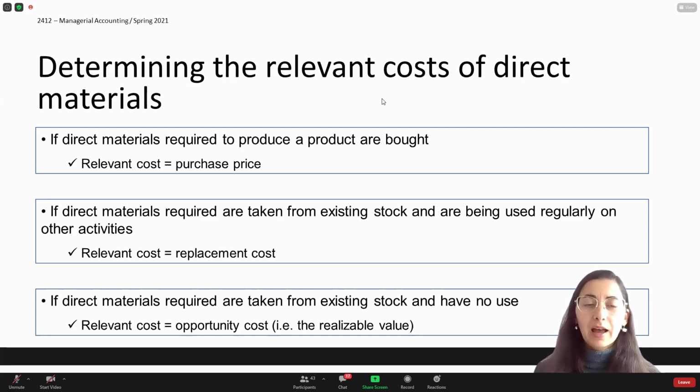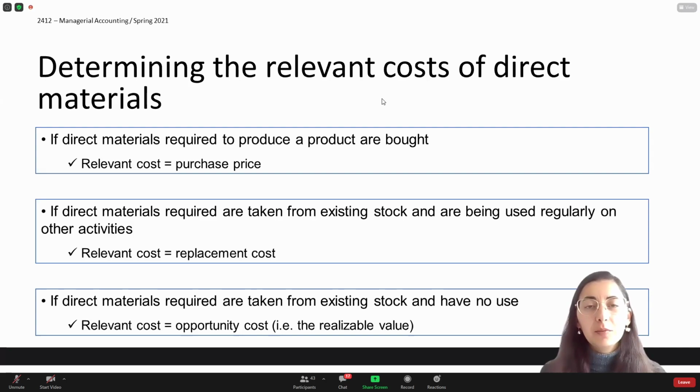If we have the material in stock, but it is being used in other products or other activities, then the relevant cost of the material will be the replacement cost. Because if I use it, I have to replace the stock so that I can still use it in other activities. Otherwise, someone will kill me if I do not replace the stock. So the relevant cost is the replacement cost, which normally is also the purchasing price. If we replace, we have to purchase, but it is the replacement cost.